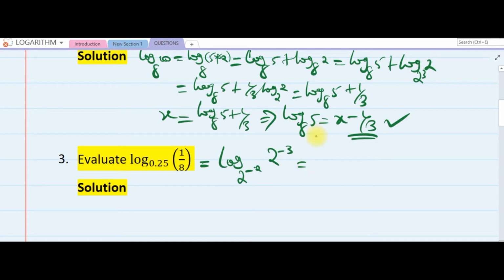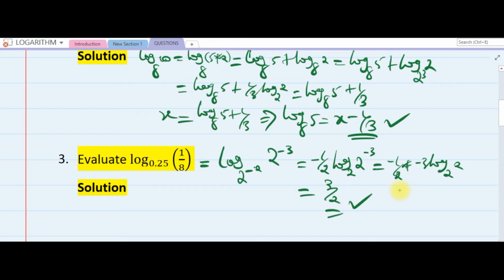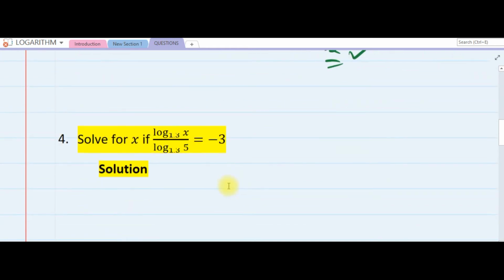Say again, remember, minus 2. So meaning that I will write this as minus one half, reciprocating, log of 2 raised to power minus 3. Again, the third law, minus 3, which is now minus half times minus 3 log 2. So finally my answer is 3 over 2, since log 2 base 2 is 1. So that's the answer. So you don't need to waste your time.